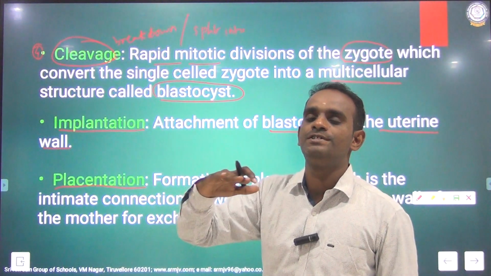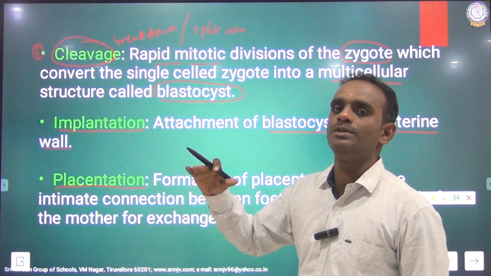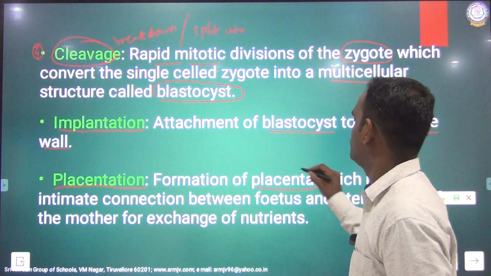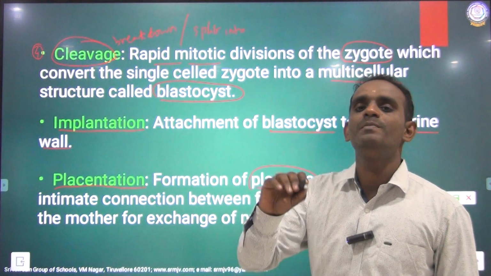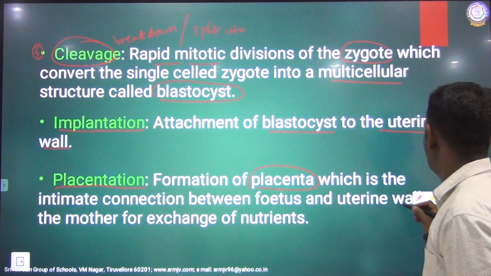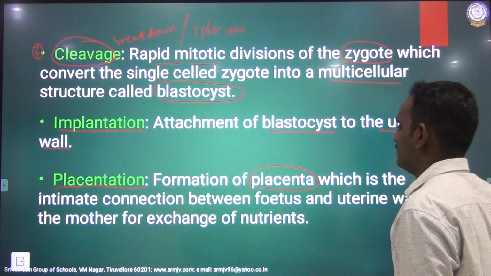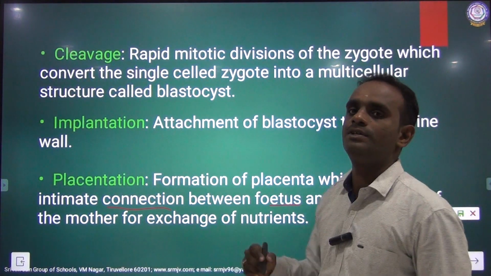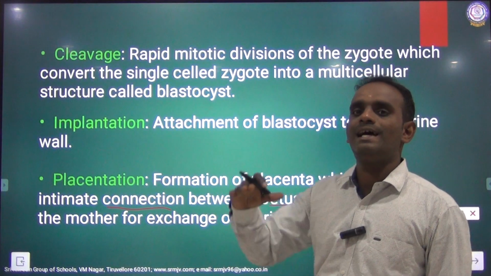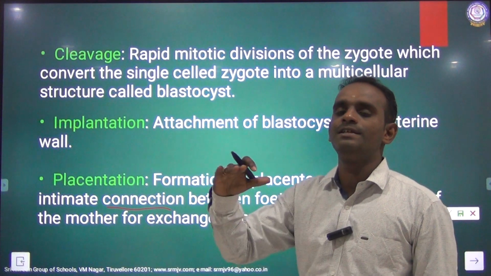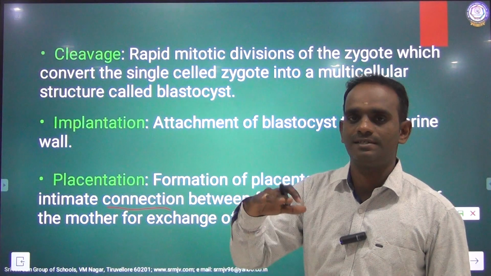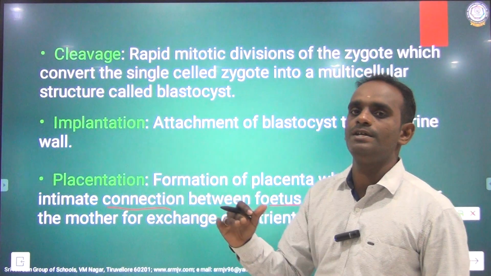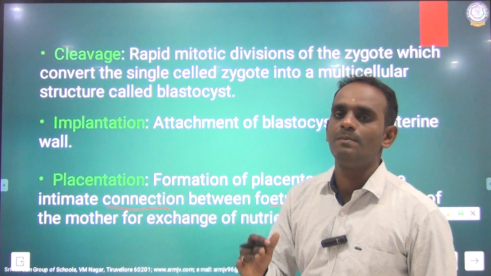Placenta acts as a bridge between the fetus and the uterus. Can you get my point? Placentation is nothing but formation of placenta, which is the immediate connection between the fetus and the uterine wall. So placenta is nothing but a bridge-like structure that connects the uterus wall and the fetus. Through the placenta only, the nutrients are supplied from the mother to the fetus.